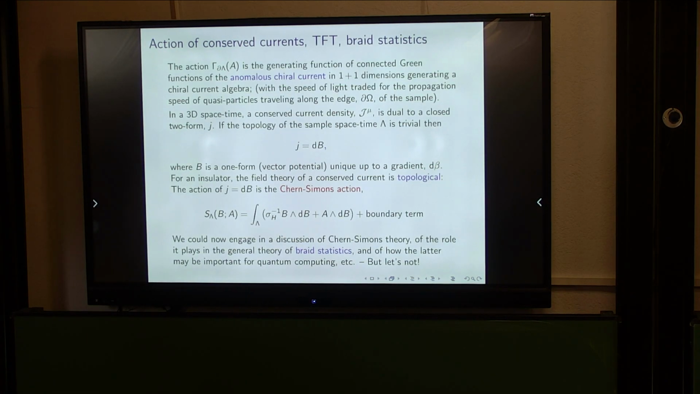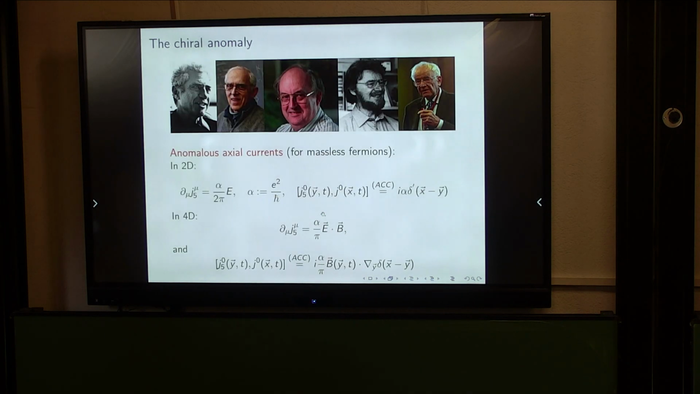We will dwell on this form of the effect of the action for the current vector potential just in a few minutes from now, if I ever get to that. So let's briefly, this is one slide about the chiral anomaly.